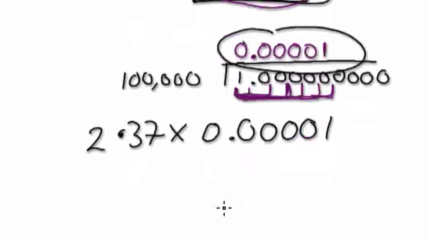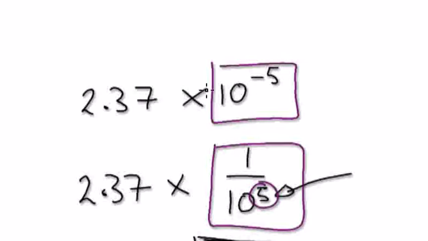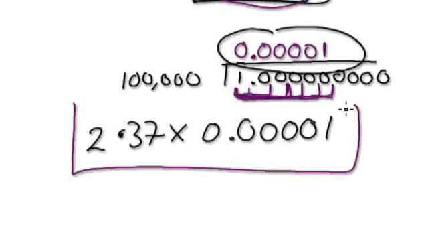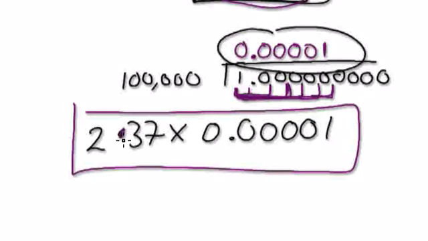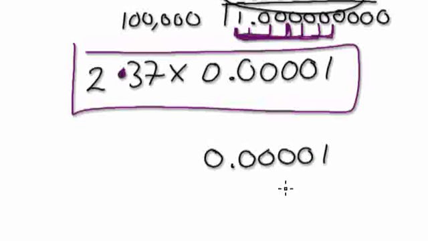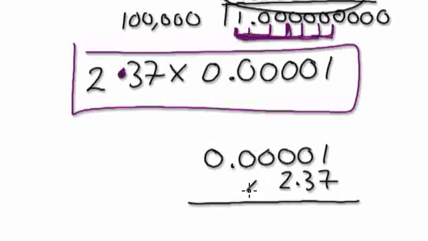So this thing here would be 2.37 times this. Now, when you see this, what you're actually doing is moving the decimal 5 places to the left. So what I'm trying to show you now is that when you do this, you are actually moving the decimal place 5 places to the left. So let's try and do this here. What is 0.00001 times 2.37? Okay, so try and do this by hand, and then you can see why it actually moves to the left.